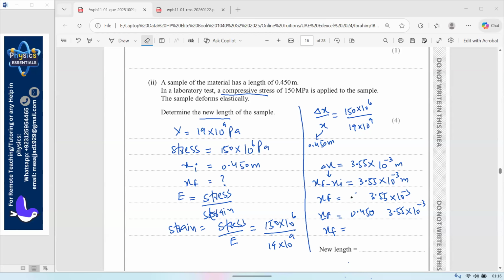So there has to be a plus, because of the final length, you are just subtracting. You are subtracting 0.450. So when you are subtracting it, you are going to get the answer as 0.446.